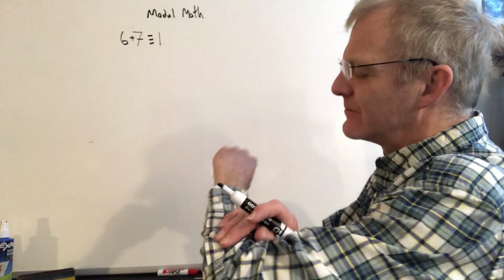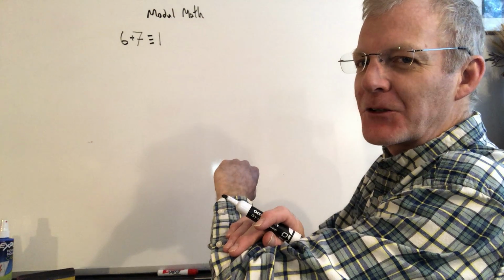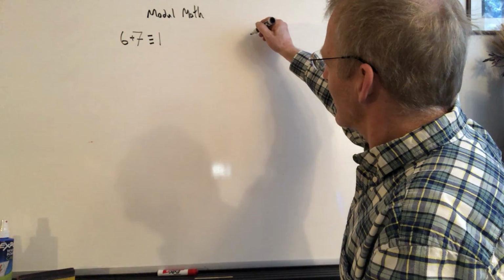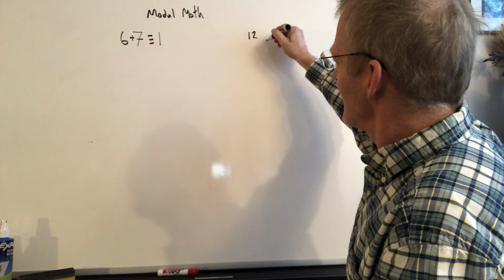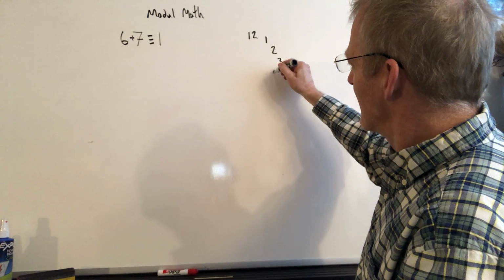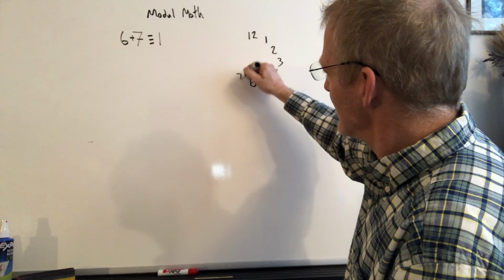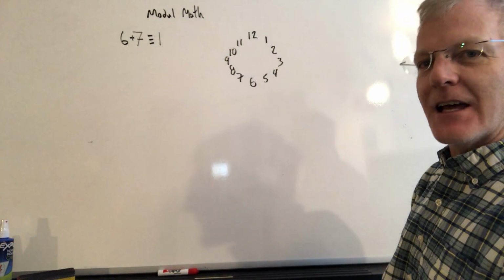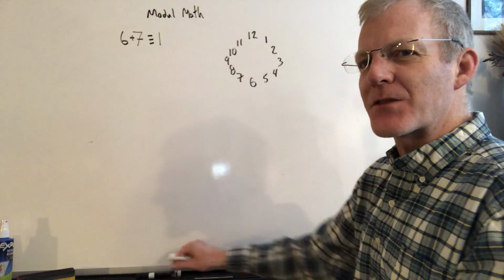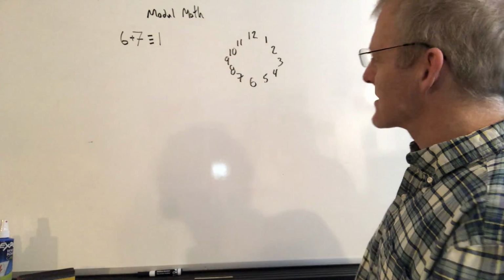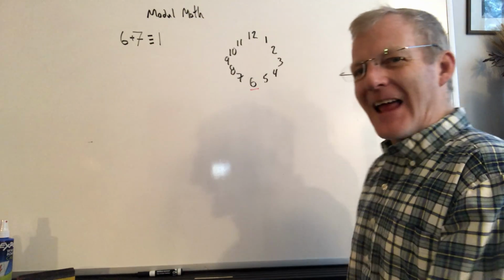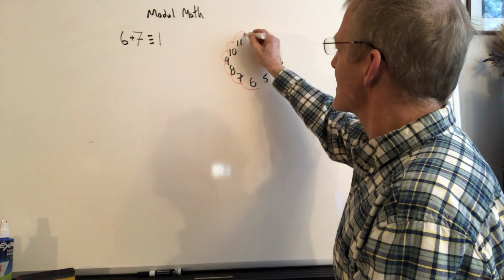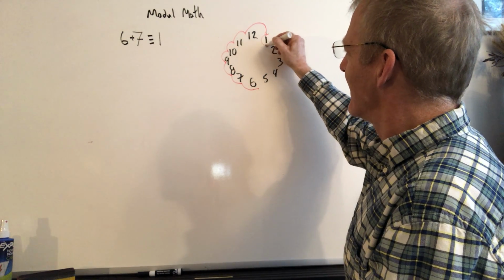Look at your watch. That's right, we don't have watches anymore, do we? Okay, look up at the wall. Look at the clock up on the wall. The clock says 12, 1, 2, 3, 4, 5, 6, 7, 8, 9, 10, 11, and 12, right? Well, think about this for a second. What if we started at 6 o'clock right here, and then we added 7 hours to it? 1, 2, 3, 4, 5, 6, 7.